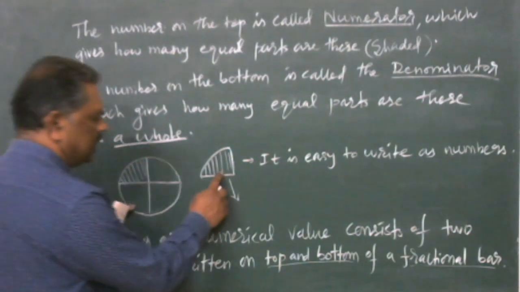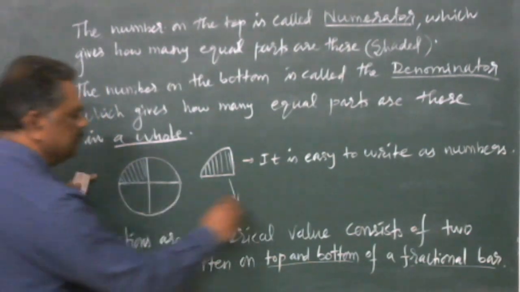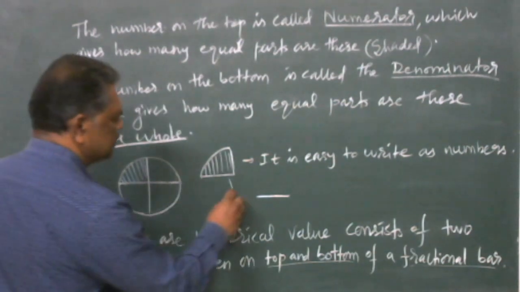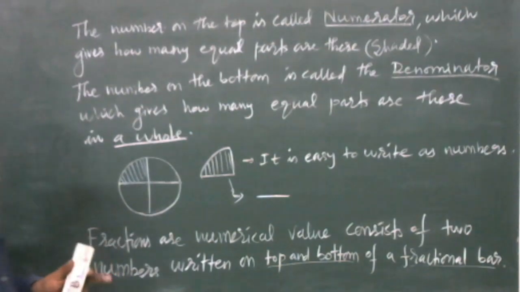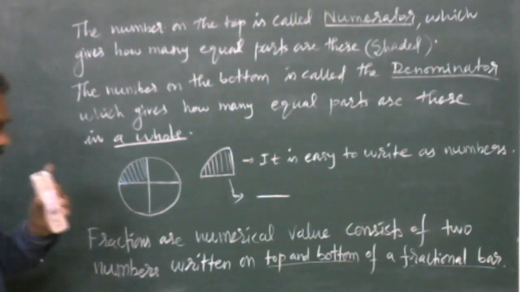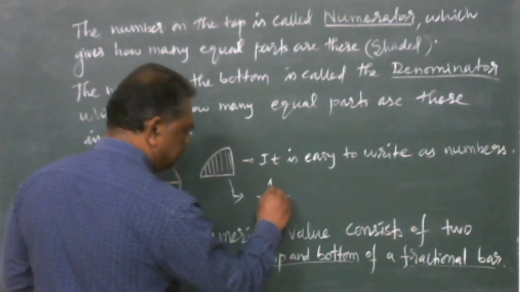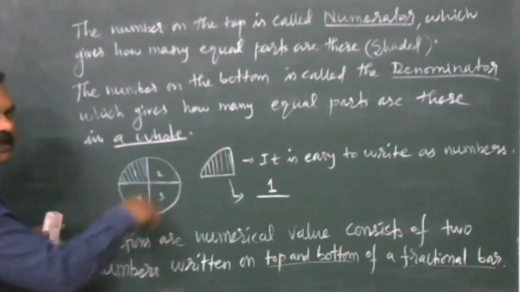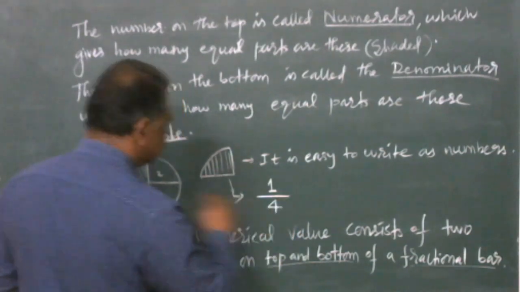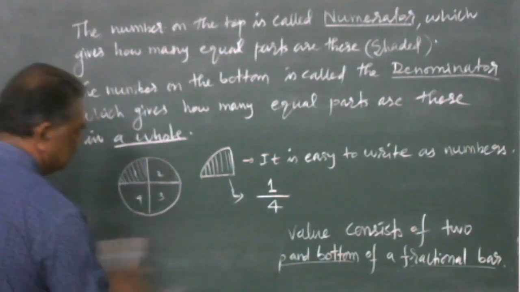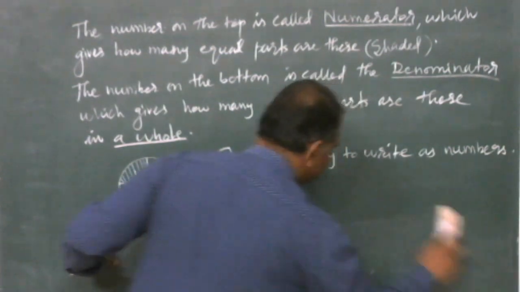So this part can be written as a fraction by writing two numbers. How many are shaded? Numerator. Only one equal part. So we write 1 on the top. And totally how many parts are there? 1, 2, 3, 4 equal parts. So we can write this fraction as 1 by 4. Clear to you? So let me take one more example, then the things will be very clear.